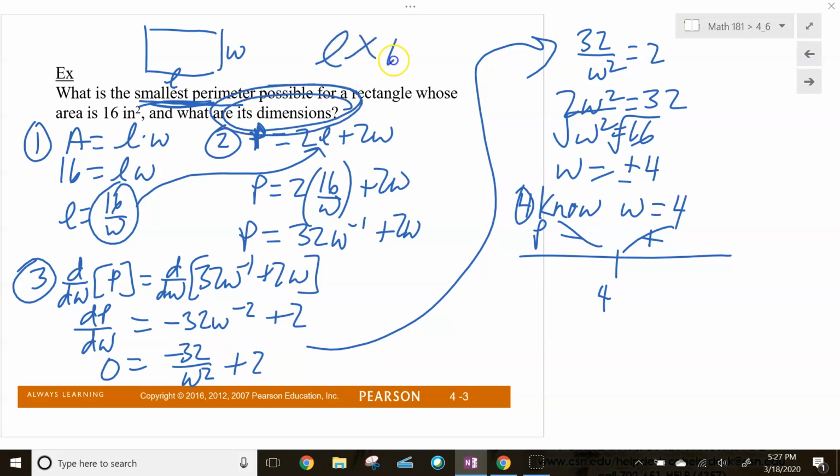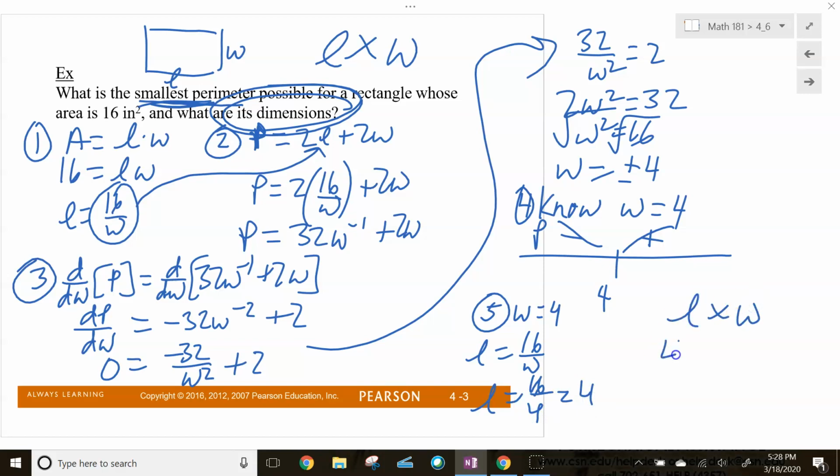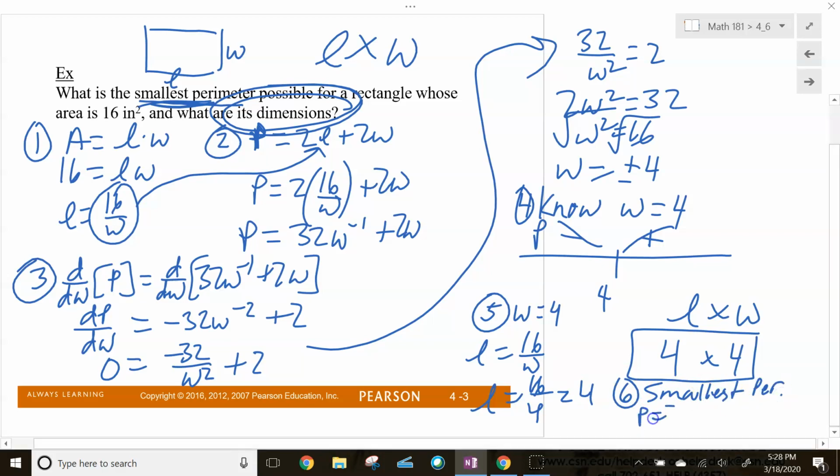So now we need to know the dimensions of this, the length times width dimensions. Since W is 4, and we know our length is 16 over W, our length is 16 over 4, which is 4. So length times width, 4 by 4, is the dimensions. So number 6, the smallest perimeter is 2 times the length, 2 times the width.